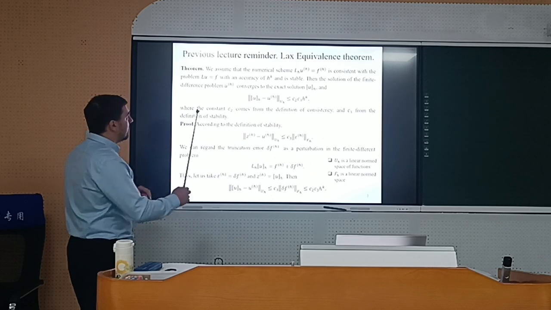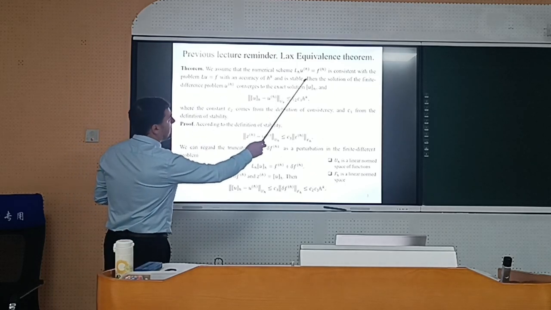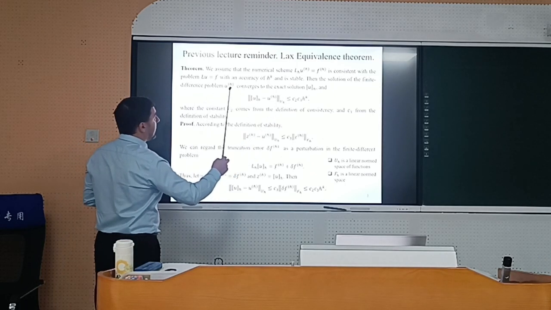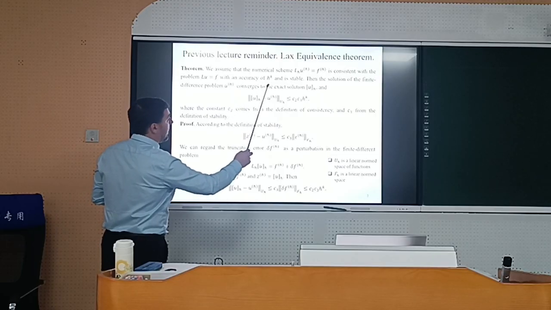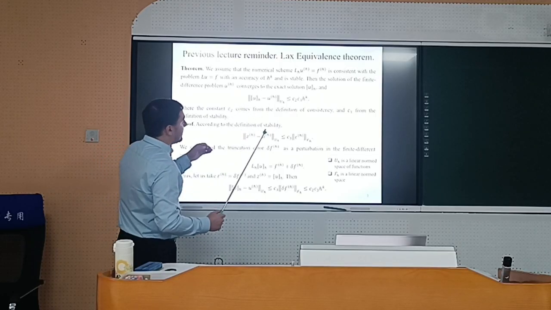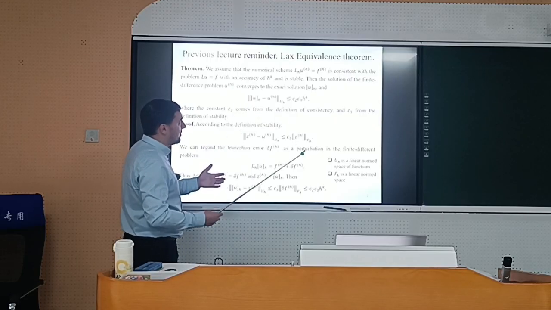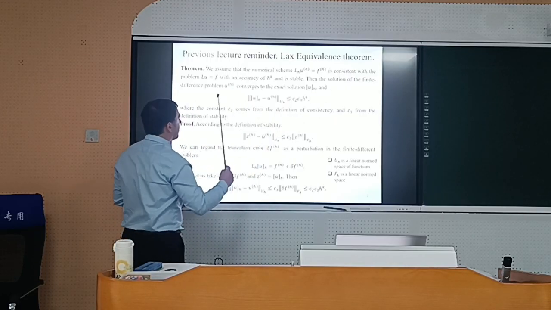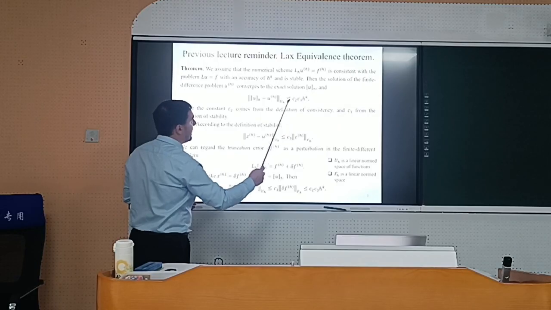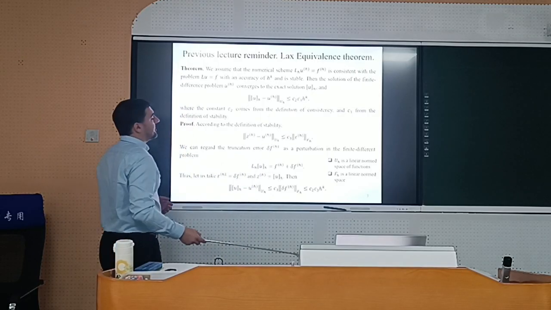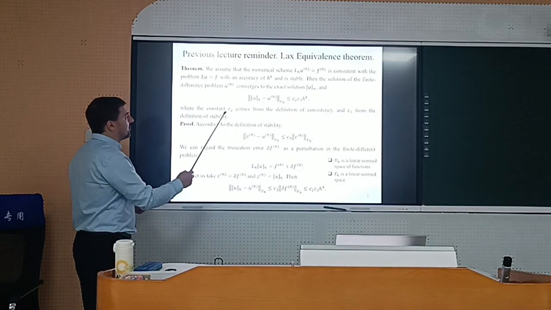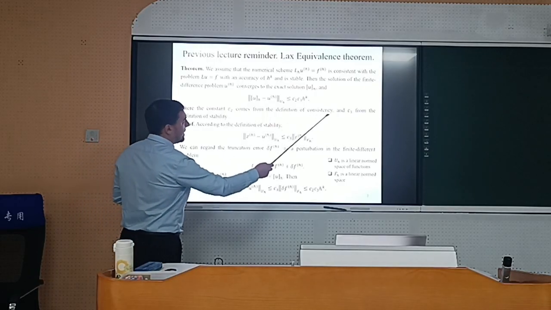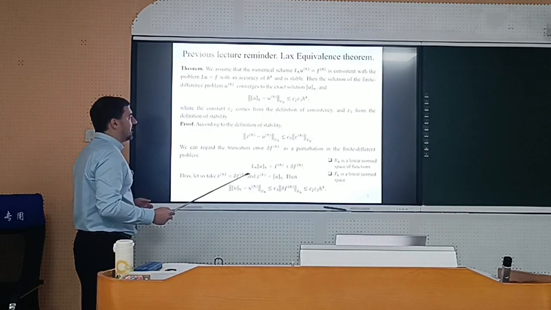One more time, we assume that the numerical scheme is consistent with the problem with an accuracy of h to the k and is stable. So we assume that the numerical scheme is consistent and stable. Then the solution of the finite difference problem converges to the exact solution, and the following estimation is valid, where a constant C2 comes from the definition of consistency and C3 from the definition of stability.